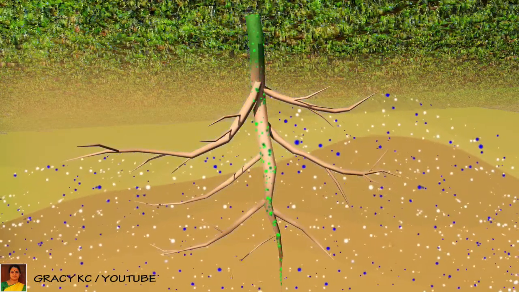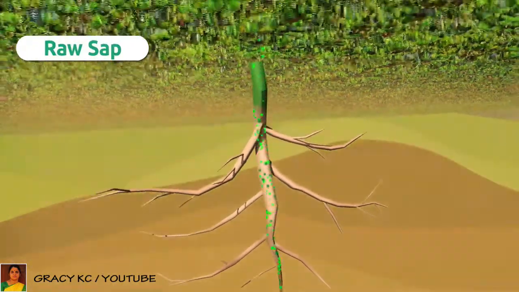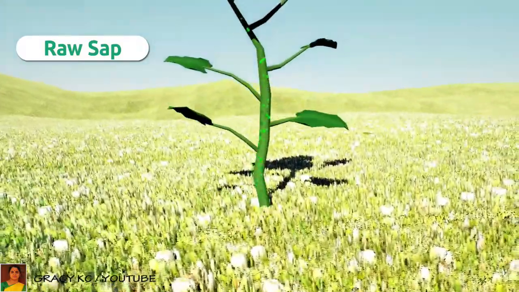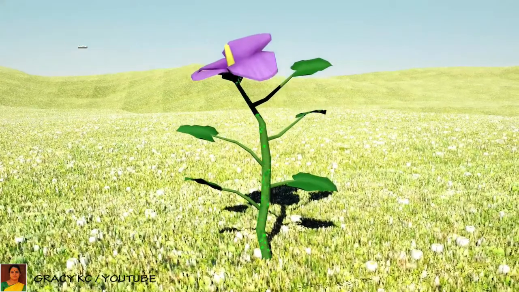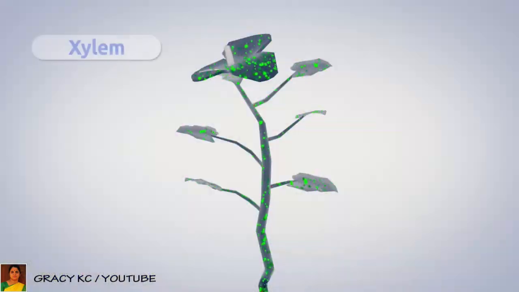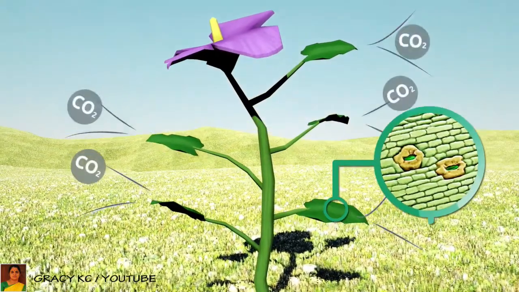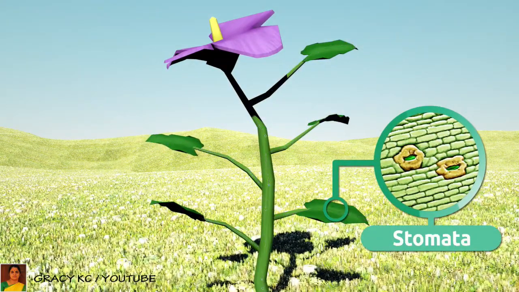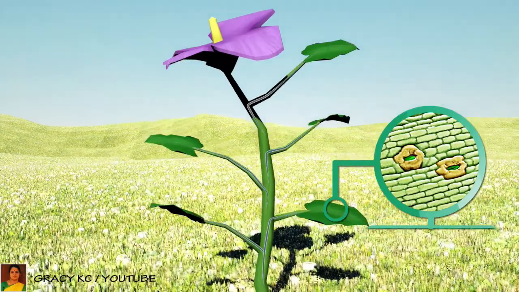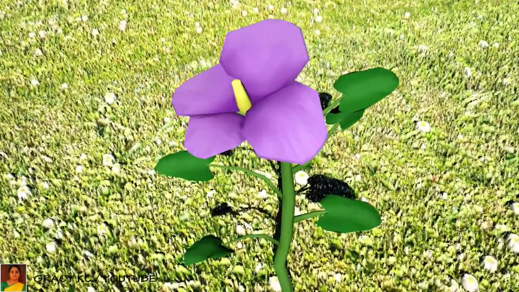Plants absorb water and other nutrients through their roots. Absorbed water is then transported to other plant parts through xylem vessels. These are certain kinds of specialized cells for the transportation of water. And carbon dioxide, which is available in the atmosphere, is absorbed through specialized pores present in the leaves known as stomata.